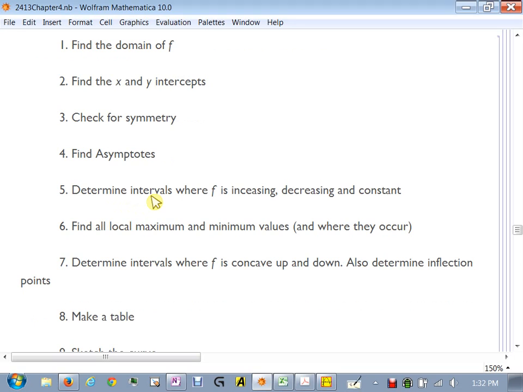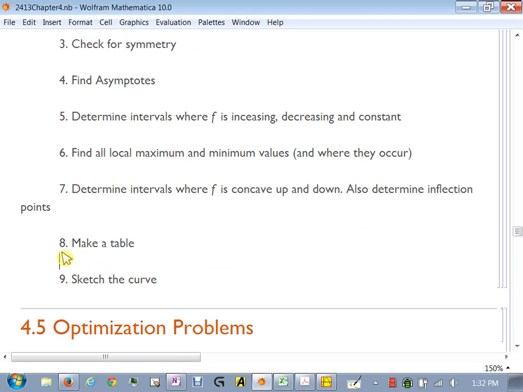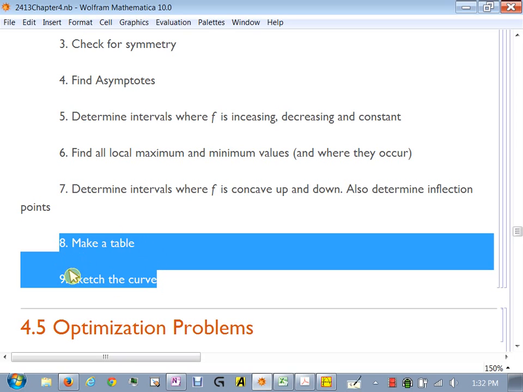Determine where the function is going up and down or constant. That's not going to happen. But up and down we'll have. Find local maximums and minimum values and where they occur. Determine the intervals where it's concave up, concave down. Also determine inflection points. Make a table and sketch the curve. This is going to be kind of a final, we put all the information together in one picture and draw it. So we're going to start out with something very, very basic, just so you get the idea of how we do this. All right? And then after that, we'll go to something more elaborate.